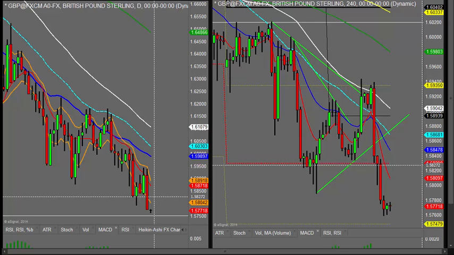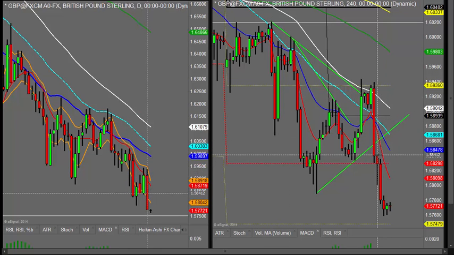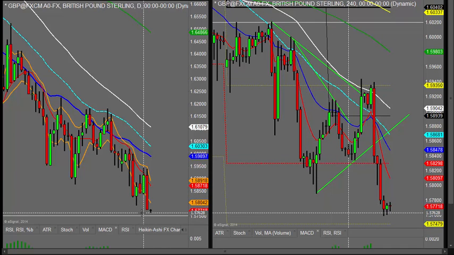Okay, looking at the pound dollar first, and as you can see, yesterday we saw quite a sell-off in the pound. Eventually it broke its trend lines and continued, and made a new near-term low.